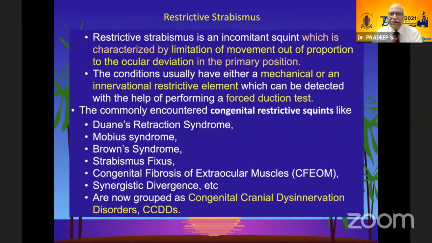As we know, the restrictive strabismus is one which is highlighted by the fact clinically that the limitation of movement is out of proportion of the ocular deviation in the primary position, which is not so in paralytic strabismus. The second thing which you can see is on the mechanical force duction test. The commonly encountered restrictive problems can be several, and we will be talking about several of them in the subsequent talks.